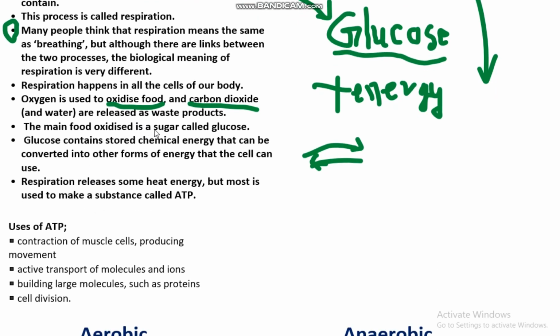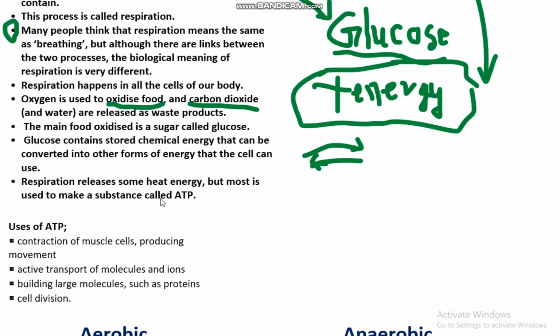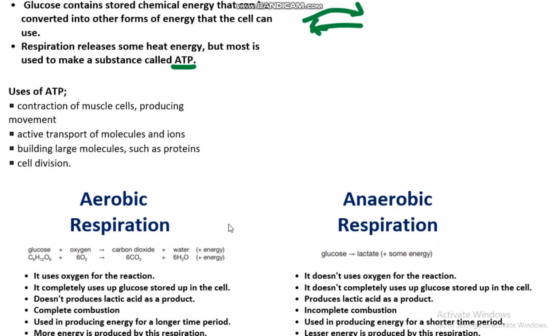The main food oxidized is a sugar called glucose. Glucose contains stored chemical energy that can be converted into other forms of energy that the cell can use. It can be converted into kinetic energy, or any energy the cell wants at that time. Respiration releases some heat energy, but most is used to make a substance called ATP. ATP, which I mentioned in the last class, is known as adenosine triphosphate, which is very important in our cell, and which I will discuss in this video.